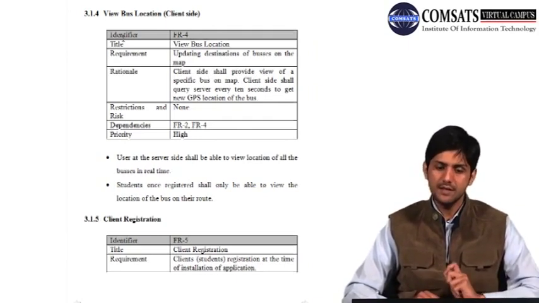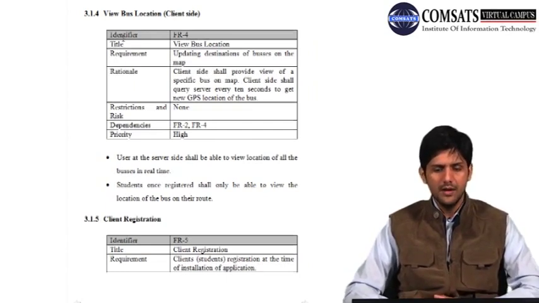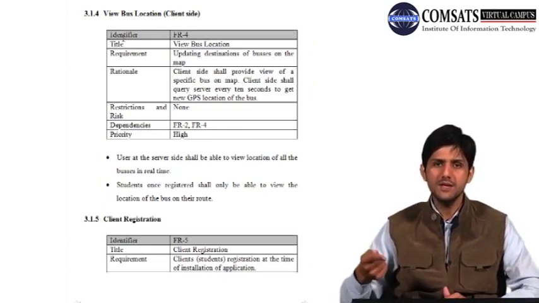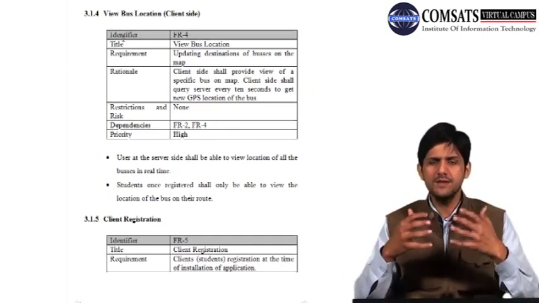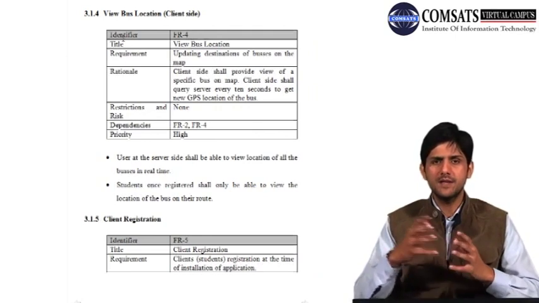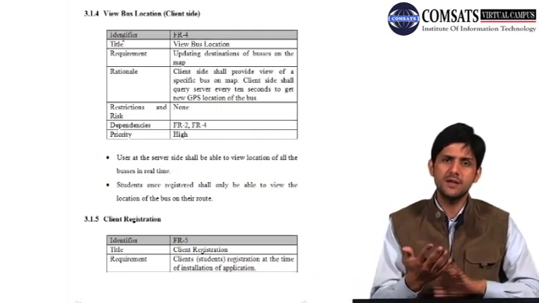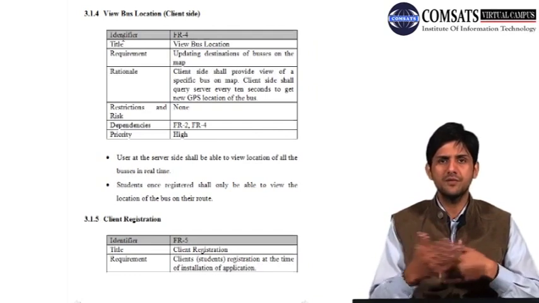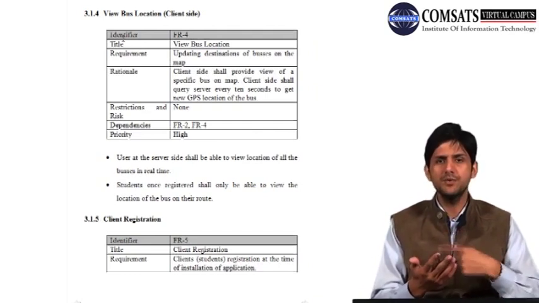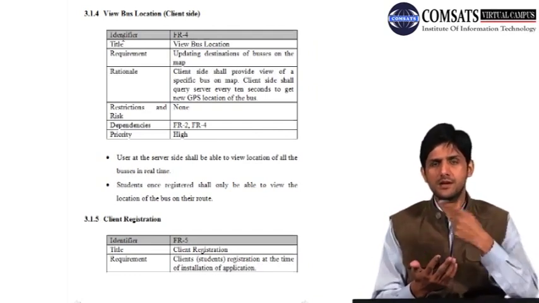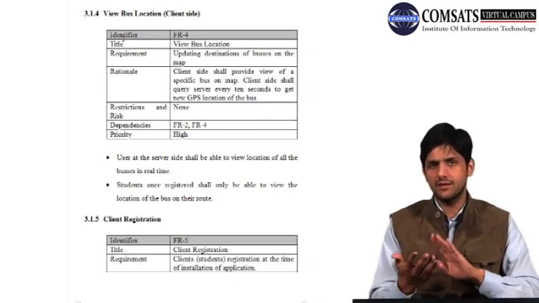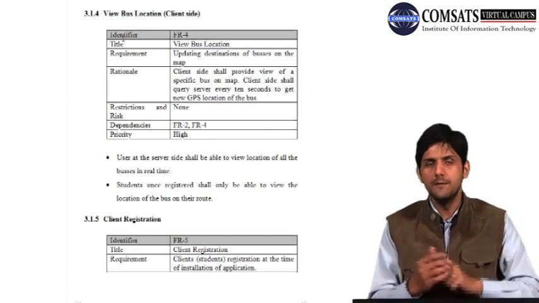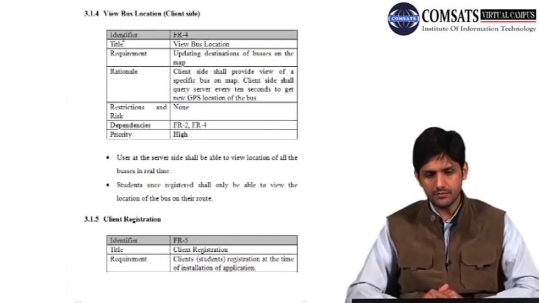The client side shall query the server every 10 seconds to get the new location of the bus. Now one question can be why we are querying the server every 10 seconds, but that's not part of the discussion right now. The reason was that at times you are using your smartphones sitting at home, and at times you're out of reach of your Wi-Fi. For a student it's really important to know if the bus is near their home and they need to rush to the bus stop or not. So that's why we need to do it more frequently than the driver side application.